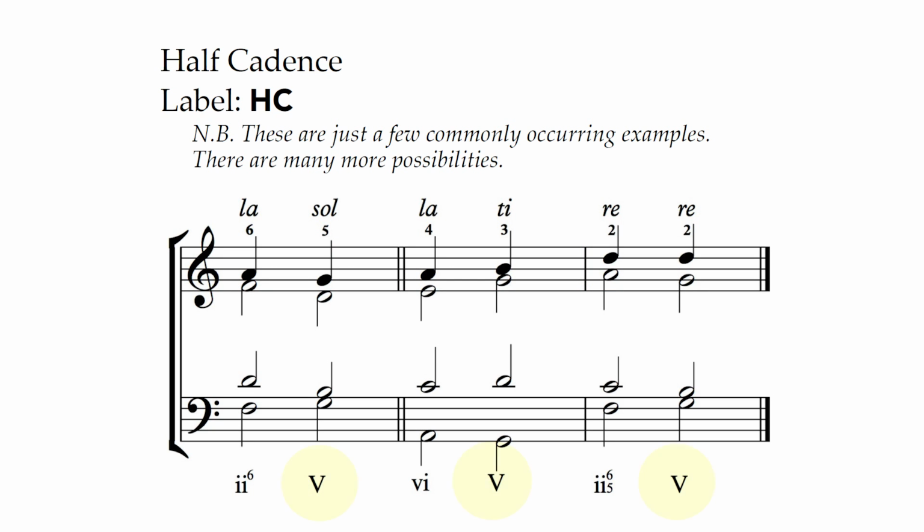Now let's look at the half cadence. A half cadence, as we said before, is any cadence or termination of a phrase that ends on the dominant. In a half cadence, the dominant can be approached by a predominant chord like the 2, the 6, or the 4, or it can be approached simply from the tonic.